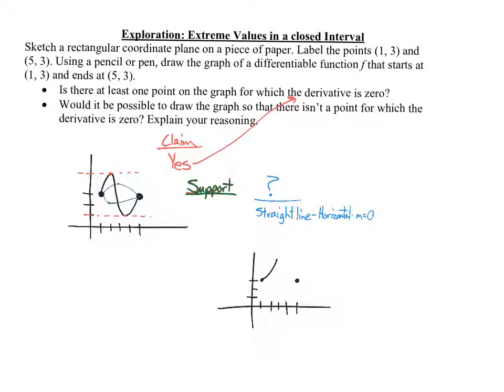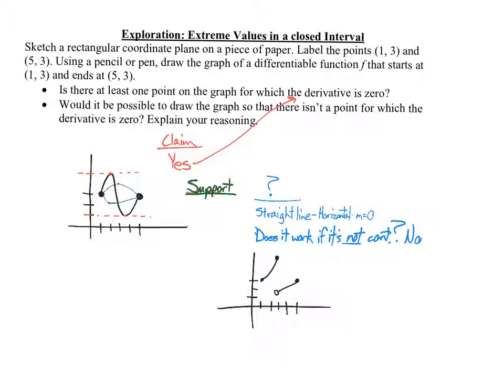What if I drew it maybe going like this, and then there was an open point down here, and it went like this? Does the derivative ever equal 0 on that interval? No. Okay. So one question would be, does our theorem work if it is not continuous? And the answer is no.